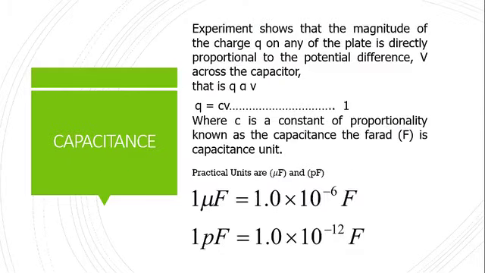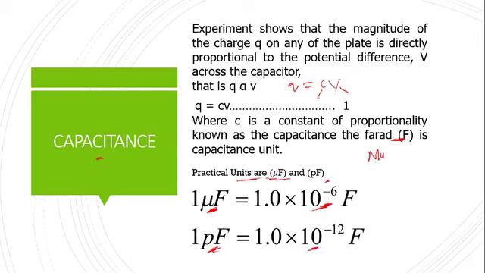Now, let's talk about capacitance. Capacitance simply refers to the ability of a capacitor to retain or store charge. And the charge in a capacitor is given by Q equal to CV, where C is the capacitance and V is the potential difference. Electric capacitance is measured in farads, and most times it is measured in submultiples known as microfarads, or 10 raised to the power minus 6, or picofarads, 10 raised to the power minus 12.